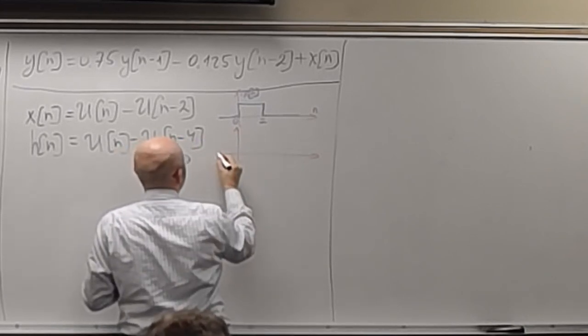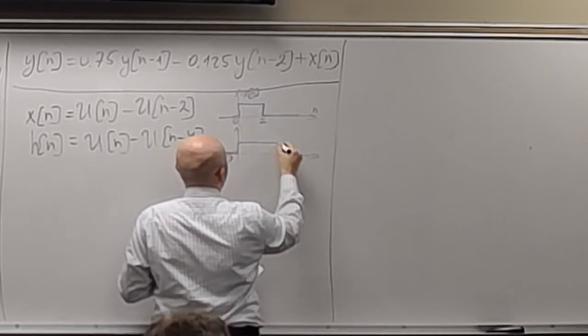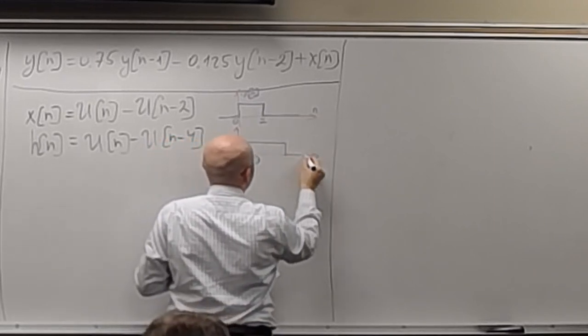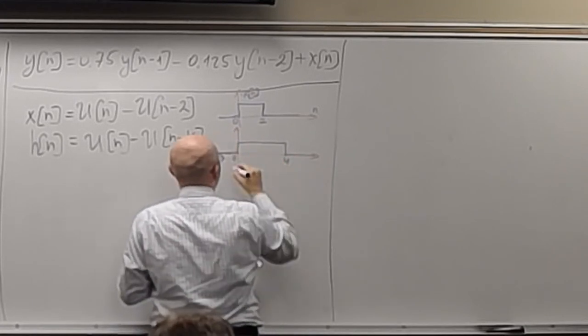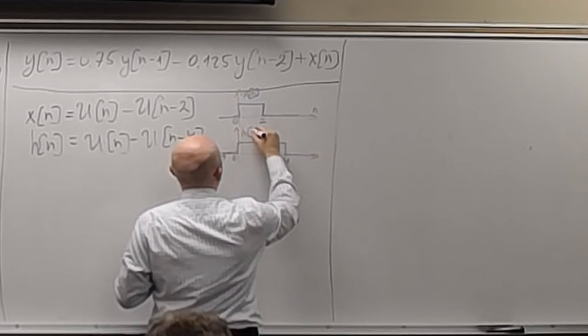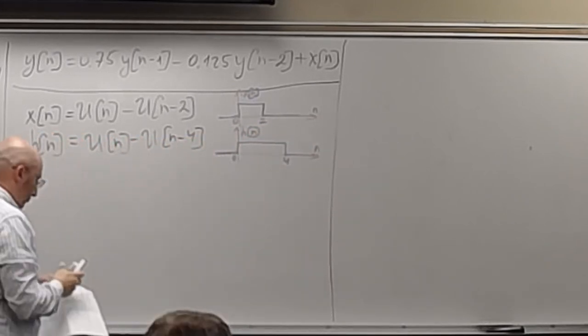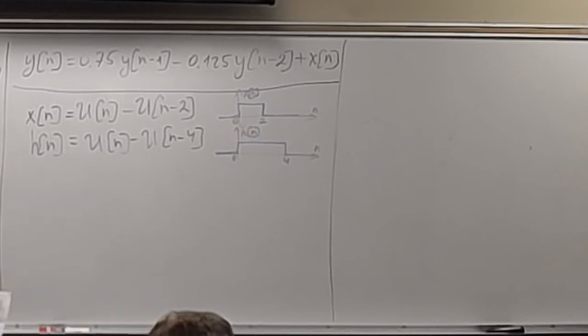Again, we'll go from minus infinity to 0. Then we'll jump, go to 4, jump down, and continue. This h of n, this is n. Any questions about why is that so?